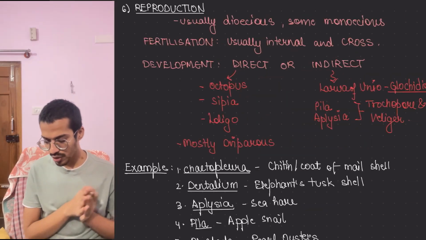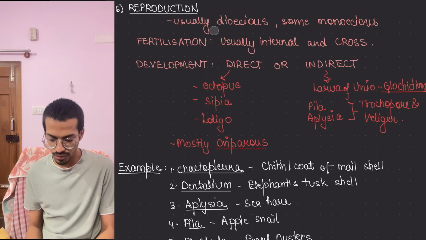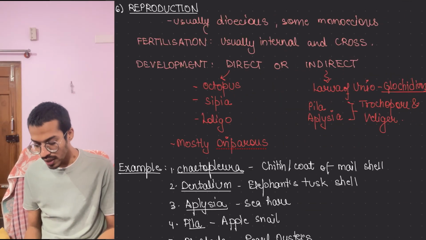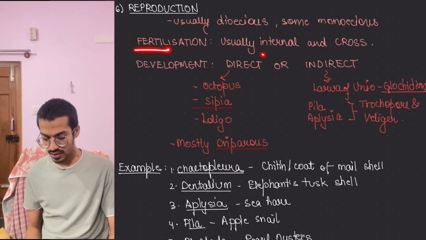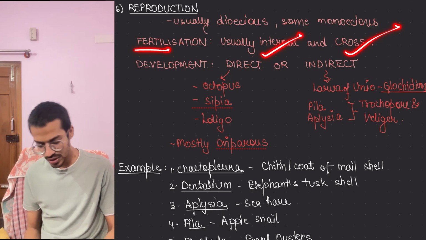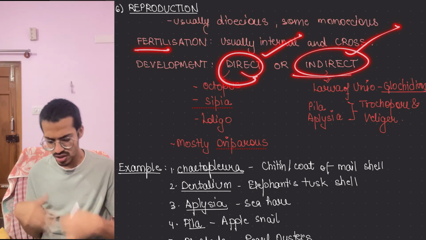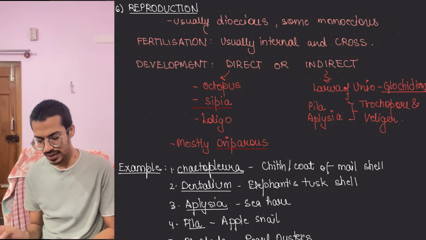Okay, next come the reproduction. They are usually dioecious. Some of them are monoecious also. The fertilization is usually internal and cross. Direct development could be there. Indirect development could be there. Just remember the fact that both can be there.